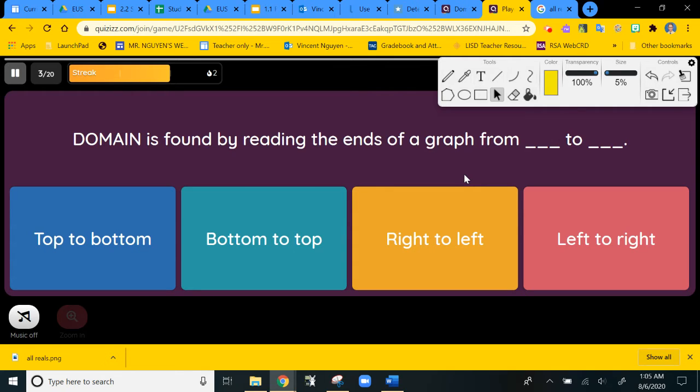That's from Quizizz. All right, the domain is found by reading the ends of a graph from where to where. So domain is the x value, and we always want to go from small to large. That means we have to go from left to right. So I'm going to select this one.